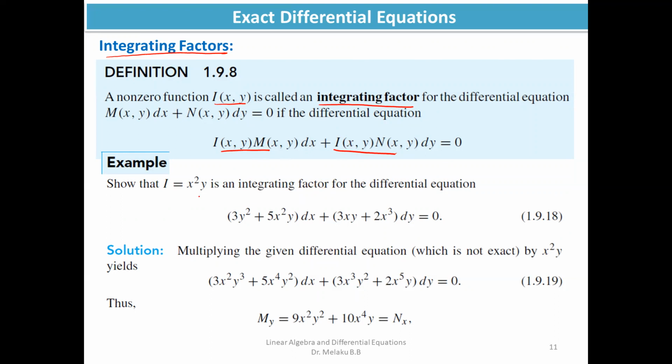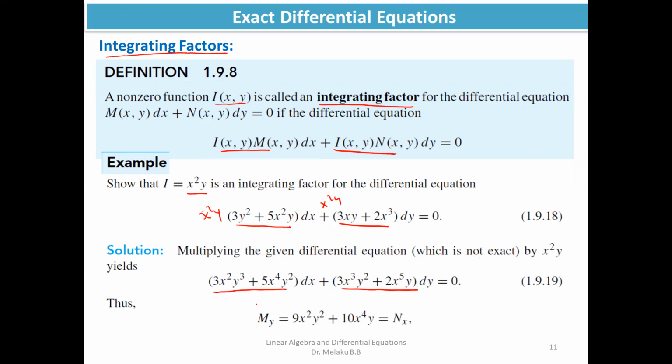It's easy. Here we have an example. Show that I equals x squared y is an integrating factor for the differential equation. What we have to do is I times this, which is M, plus I times this, which is N. If it is exact, we say that it is an integrating factor. Now, multiplying the given differential equation, which is not exact, by x squared y, here also x squared y, you will obtain this.